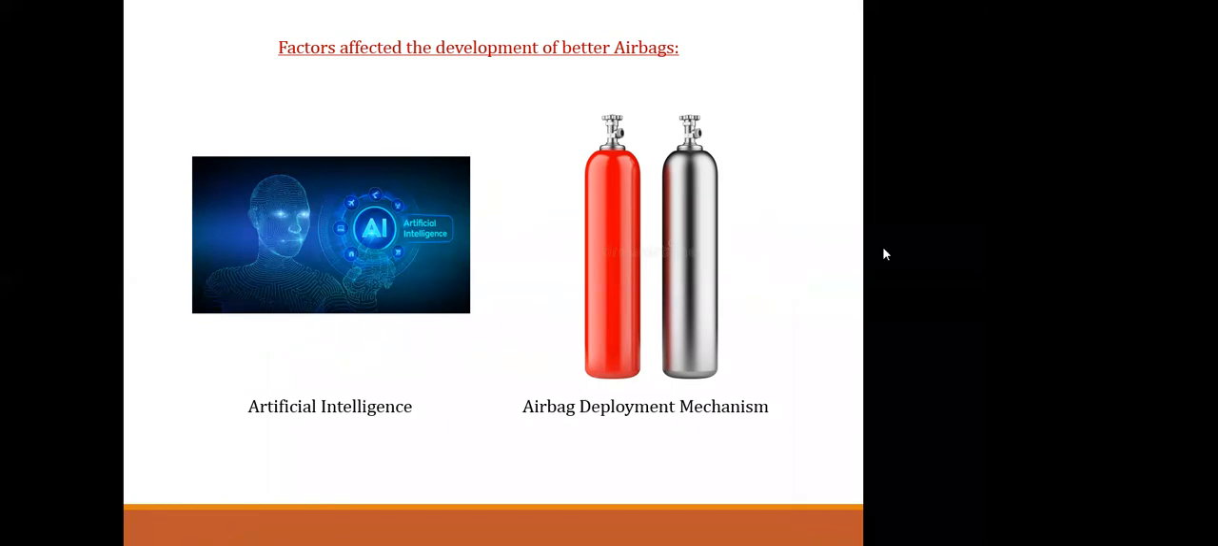The first one is artificial intelligence, and the second is the mechanism used to begin the inflation of an airbag. Artificial intelligence and the airbag deployment mechanism are the two factors which hardly affected the development of the airbag. First one, artificial intelligence. Yes, the airbag is not a manually operated device. You cannot operate an airbag with any sort of manual input under any circumstances. So there should be an artificial intelligence in the vehicle, apart from the driver, which could take better airbag deployment decisions. So what scientists did was find sensors for this purpose.